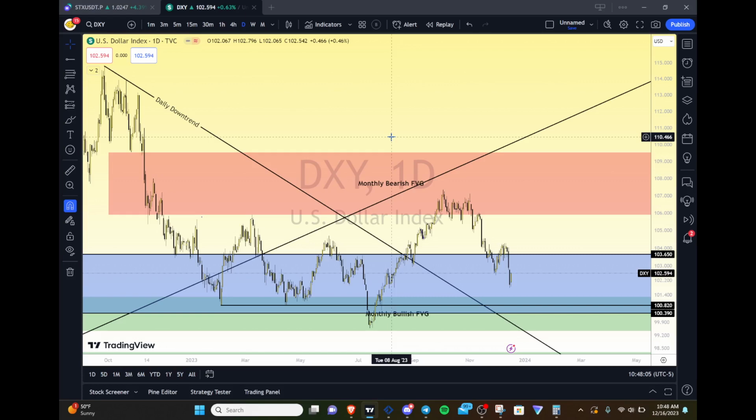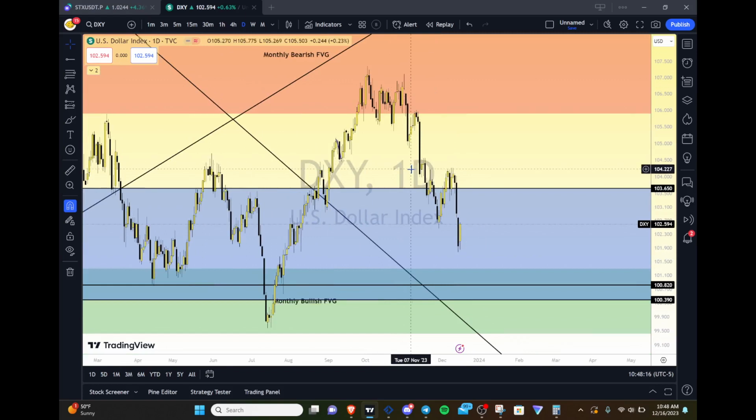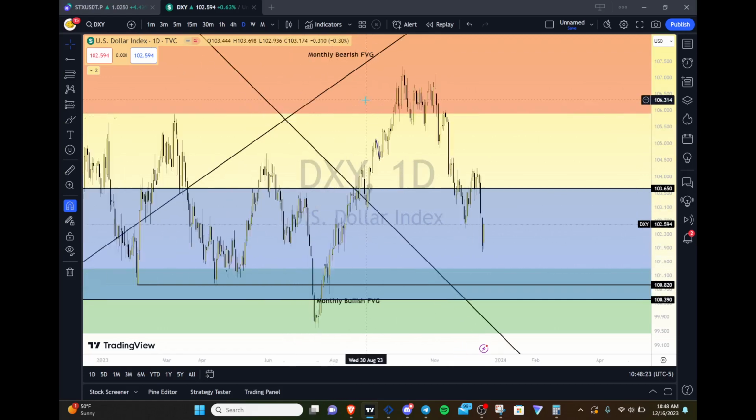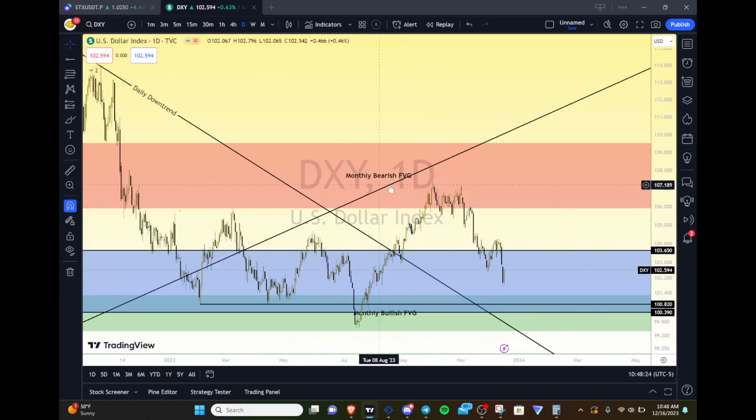Okay, guys, so we're going to hop right on into the charts. It has been quite a while since we've done a recap, but much has changed. So let's start off with the dollar. As we can see, we have seen for the past couple weeks or so a pullback on the dollar after having a very nice rise into this monthly bearish fair value gap.